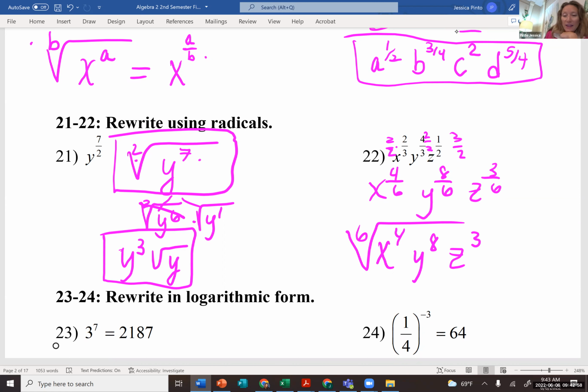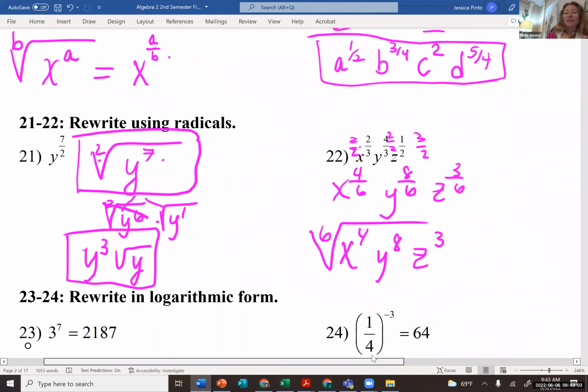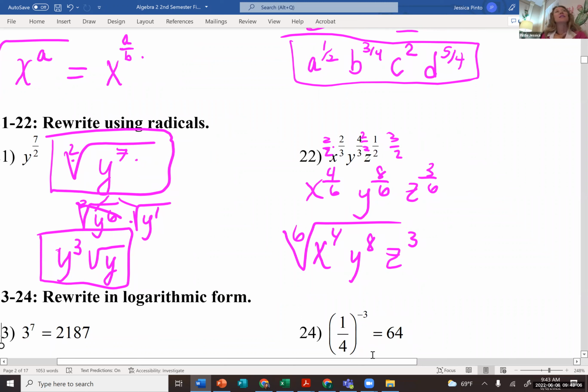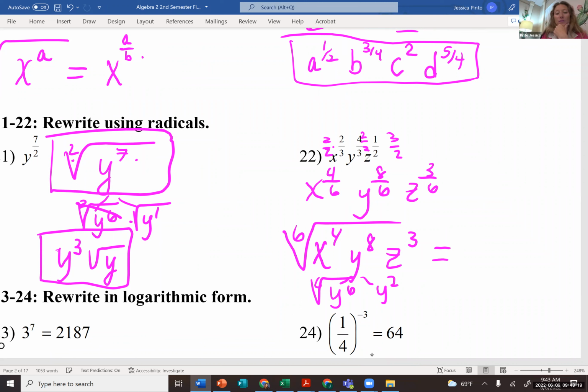Now, if I want to simplify this, I look to see, are any of these exponents higher than the index? And I see that the y to the 8th power is higher than the 6 as the index. So if I'm asked to put this in simplest radical form, I'm going to say y to the 6th power, because that's the one that's going to simplify out. And it's 6 plus 2, so y to the 2nd power. So then that y to the 6th power and the 6th root, that's going to come out as a y. Then I have the sixth root of x to the fourth. Now it's just y to the second and z to the third power.